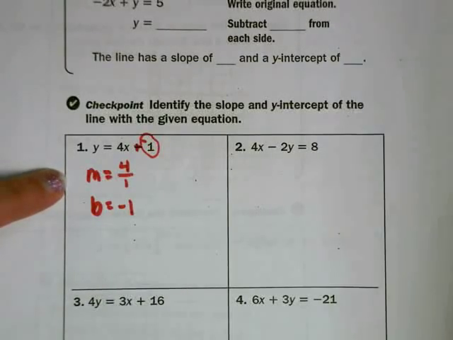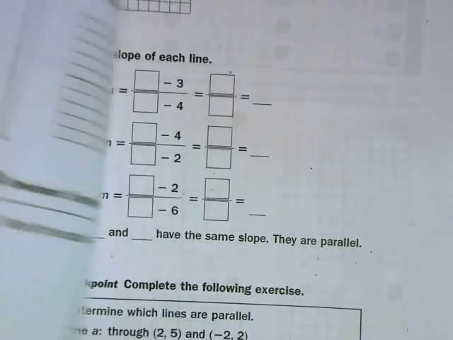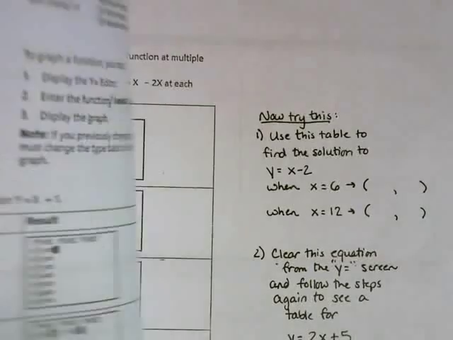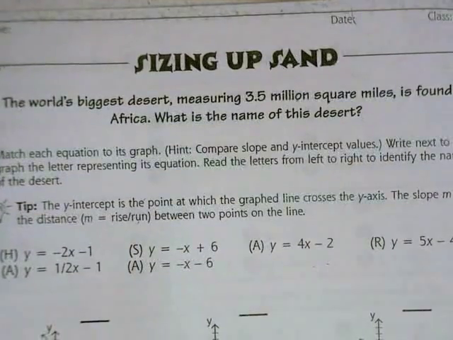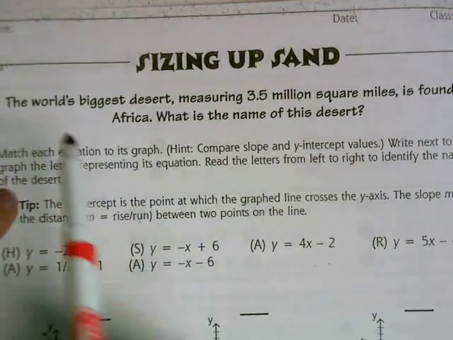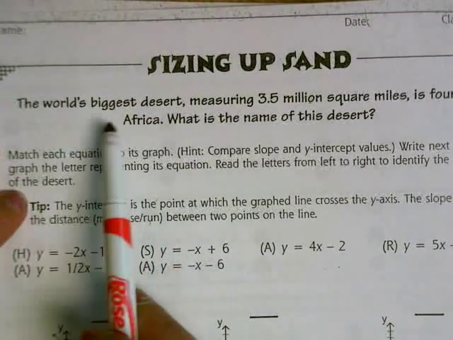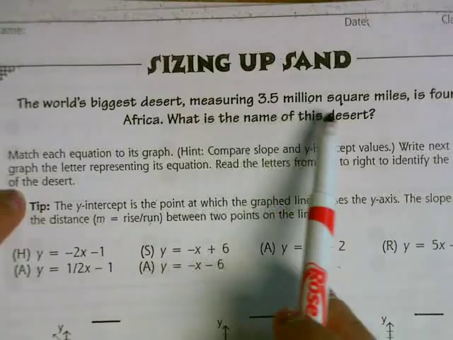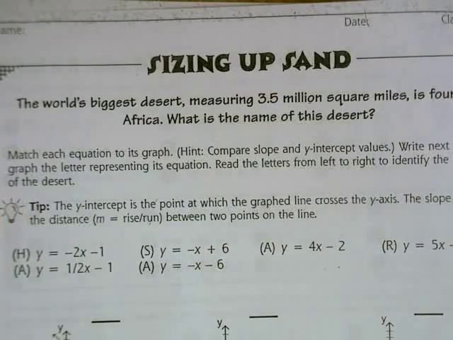Okay, we're going to skip around a little bit just to practice graphing some more. Can we go all the way to page, this is really skipping, page 34. It looks like this. It's called Sizing Up Sand. All right. There's like a trivia question on here. The world's biggest desert, measuring 3.5 million square miles, is found in Africa. What's the name of this desert?